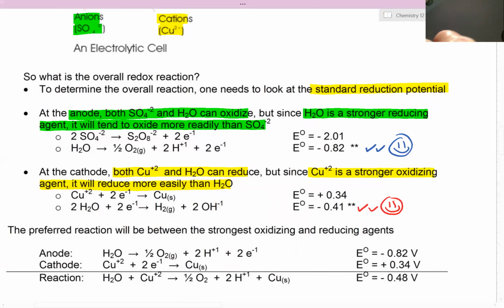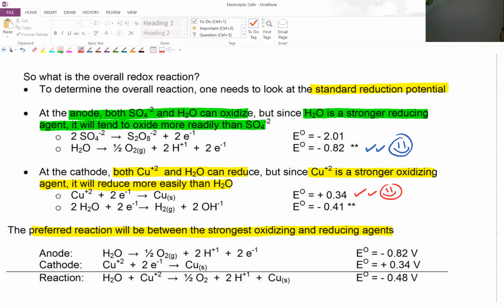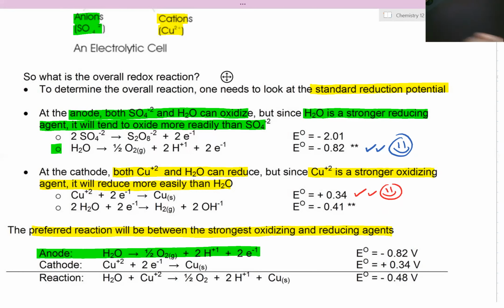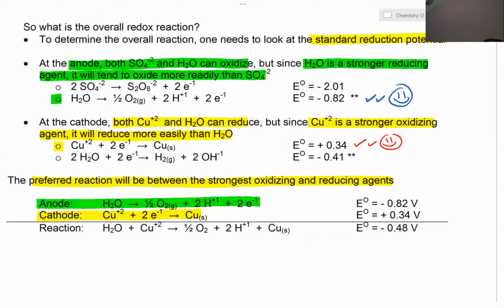The preferred reaction will be between the strongest oxidizing and reducing agents. In this case, this one would be copper. It's up here. So we know for the oxidation, it's water. We know for the reduction, it is copper. And this is what we would get as our overall reaction.